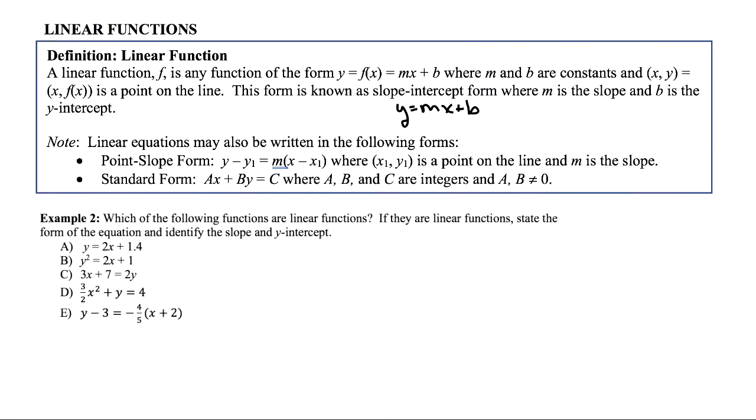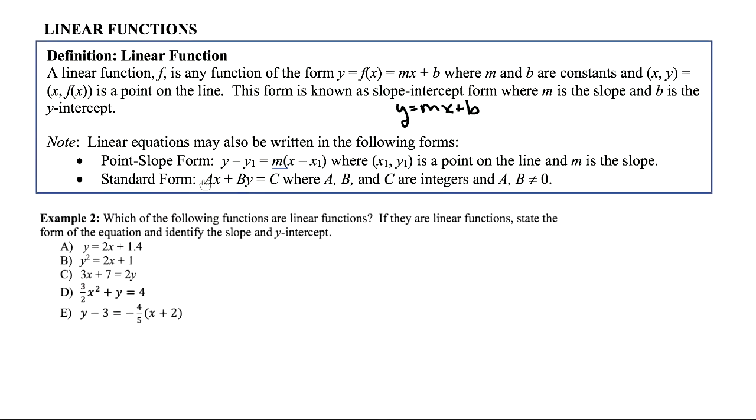Okay, linear equations, as we see right down here, may also be written in the following form. So we've got point slope form, which means we need a point and we need a slope. In this instance, your slope is m and your point is (x1, y1). And this is the form that you would see that equation written in.